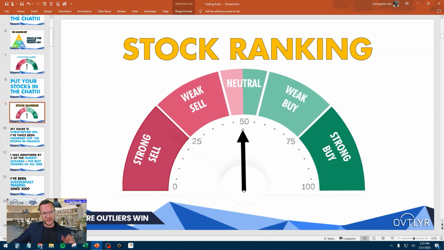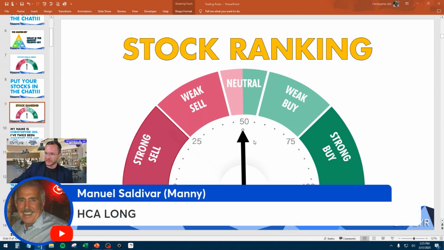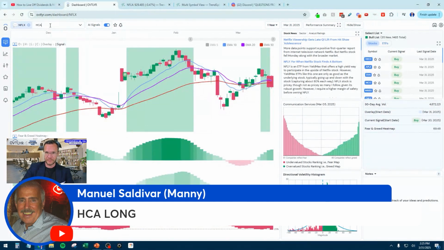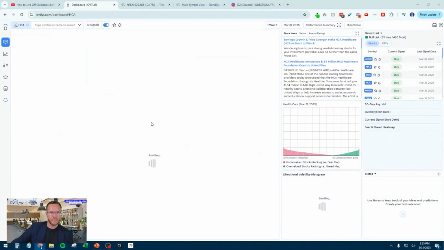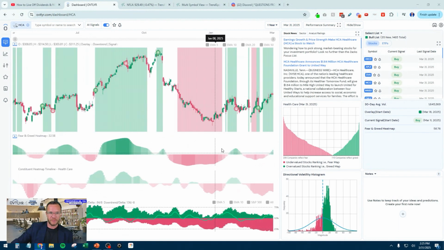So like I say, we're going to look at this from an objective perspective, and that's where it's going to come from. So Manny wants to look at HCA. So Manny, as we talked about, it's going to start at weak buy. It can't go up to strong buy because the master key's locked out. But let's look at HCA. All right, Manny wants to look at HCA long.